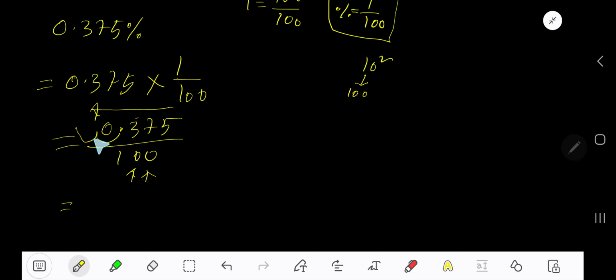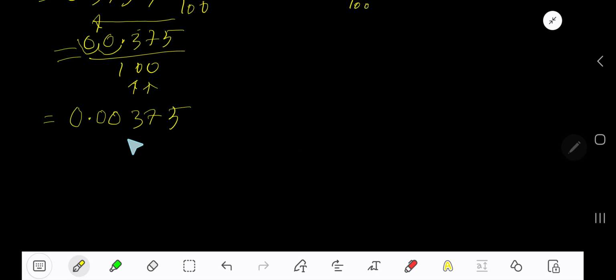Here you have to place a placeholder 0. So we are getting this. You can also add a 0 to mean that this number is less than 1. Now we need to convert this decimal to a fraction.